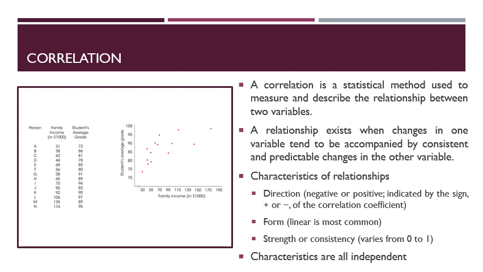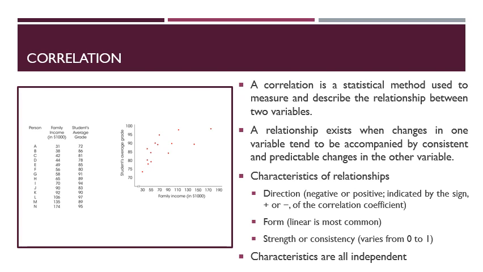So look at the graph on the left. The people in this study were named A through N. Each letter represents a different person. You looked at their family income and their student's grade, and you graphed it. So for example, for person A, you would graph the point 31, 72. Look on the graph, and that point is the first point you should see on the graph.